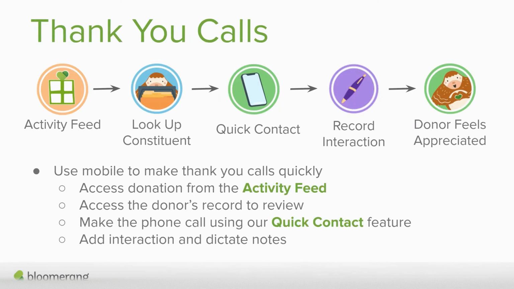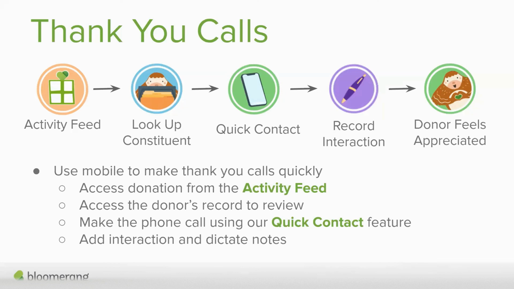I want to give a lot of time for questions, so I'm going to link to a quick video that our mobile team has prepared for us on how you can really use these thank you calls. So for example, let's say I'm scrolling through my activity feed. I see that Blossom, the orangutan, has made a big donation. From the activity feed, I can just tap on their name, and that will take me to their constituent account. And then from their constituent account, I can just, with one tap of my finger, give them a ring, make that phone call.